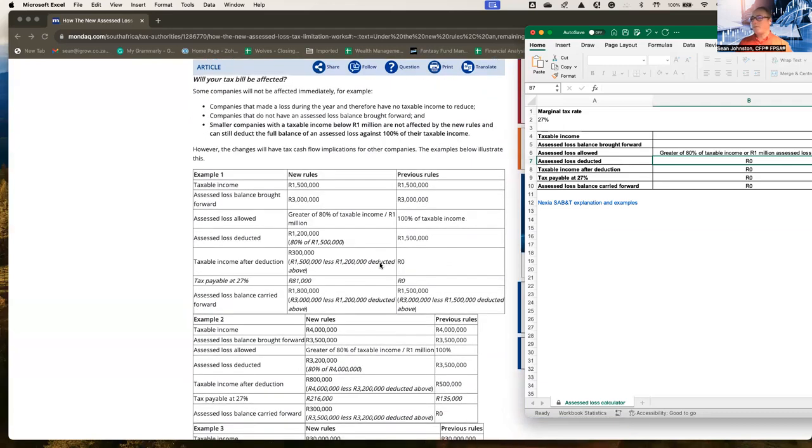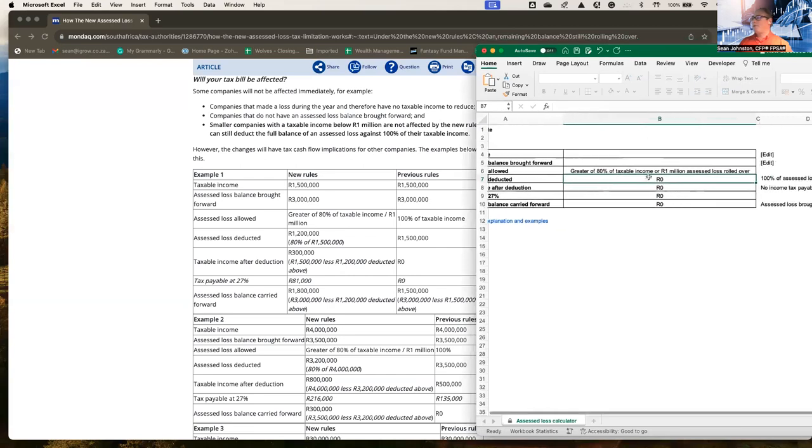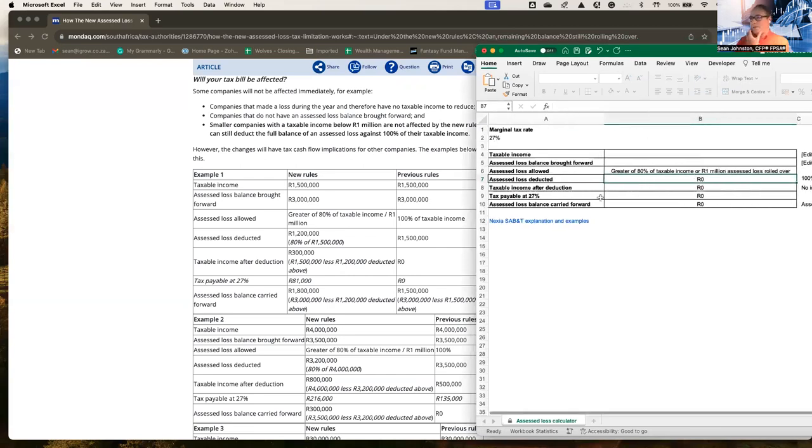There are some nice examples here which I'd like to go through, just to illustrate what that means practically, and then I'll correlate that against my template. The template has been designed to mimic this because it's very well explained, and it allows you to put any values in here.